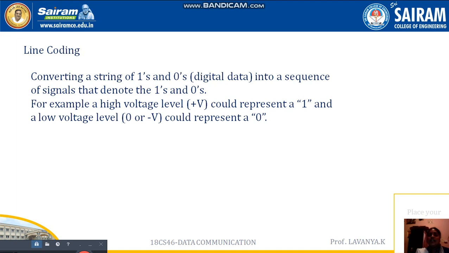Digital data contains two values, ones and zeros. If it is one, we consider the value to be positive, and if it is zero, we consider the value to be zero voltage. Like that, we can convert the data into signals with the help of voltage.